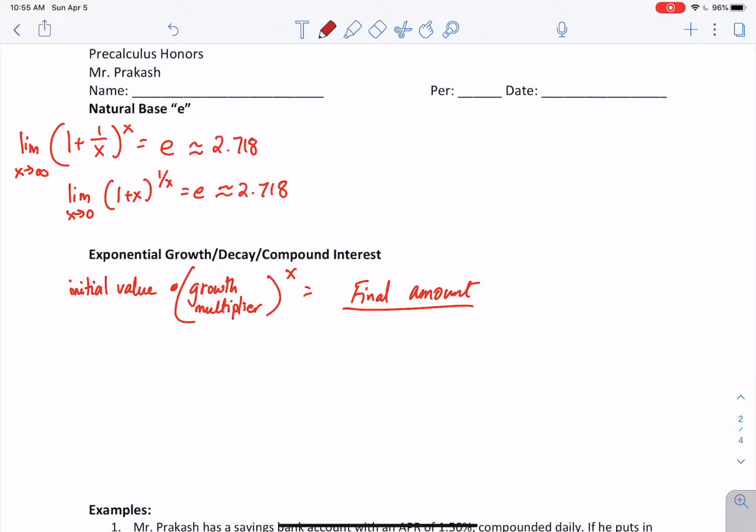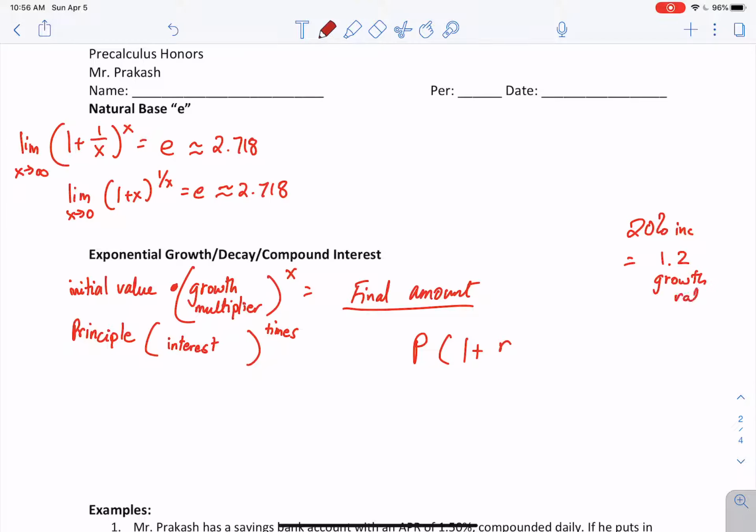In compound interest, our initial value is called the principal. That's how much we put in. The growth multiplier is our interest. And this is how many times we want the interest to get added on. The way that works with compound interest is that we have a principal, and then interest rates are usually written in percentages. So for percentages, you need to add them to 1. If it's a 20% increase, that's really a 1.2 growth rate, because if you just did 0.2, that would actually make it go down. It's 100% of what you have plus 20%, so 1.2.